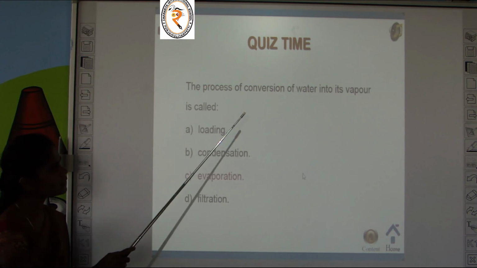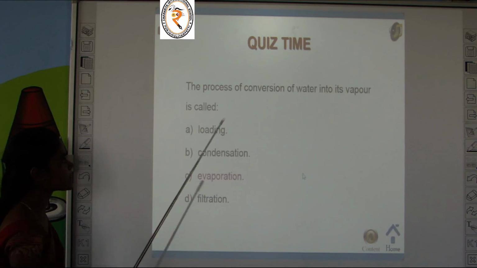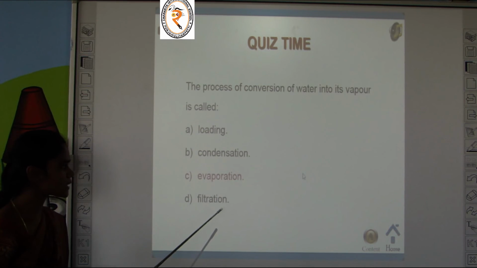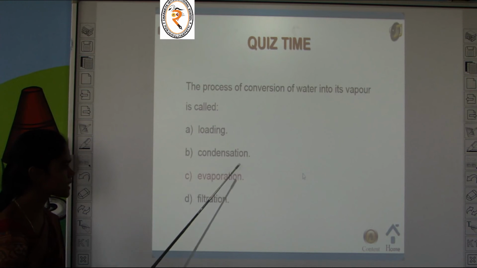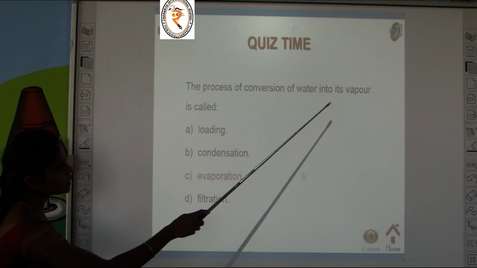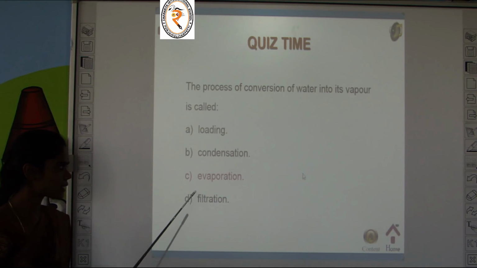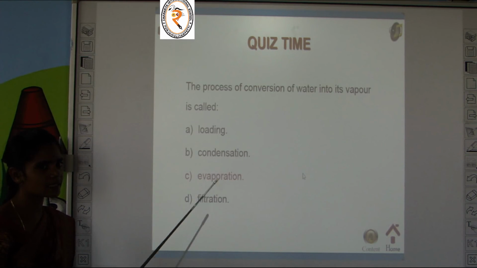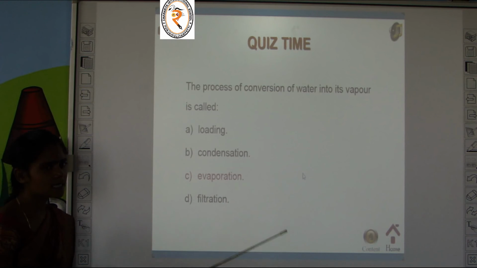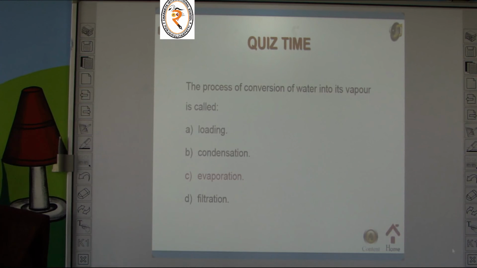See, the process of conversion of water into its vapor is called: boiling, condensation, evaporation, filtration. What is the answer? It is evaporation. So the conversion of water into its vapor is called evaporation. What is called condensation? It is opposite to evaporation. Okay, so what is the answer? It is evaporation. And the next one.